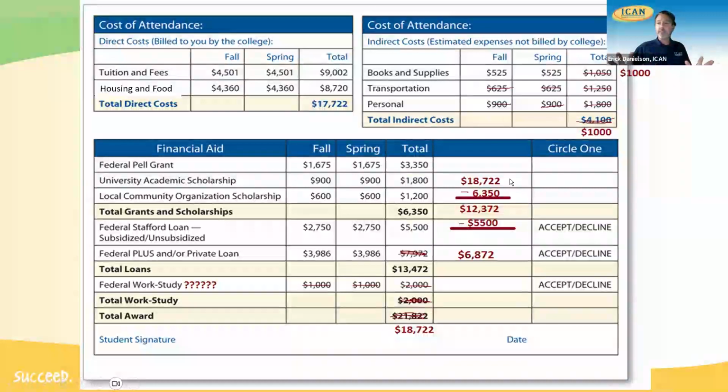Now, the first thing on any financial aid offer that we want you to do is subtract all this grant money that you receive, grant or scholarship money. That's free money, money you don't have to pay back, whether again from the federal government or the university itself.